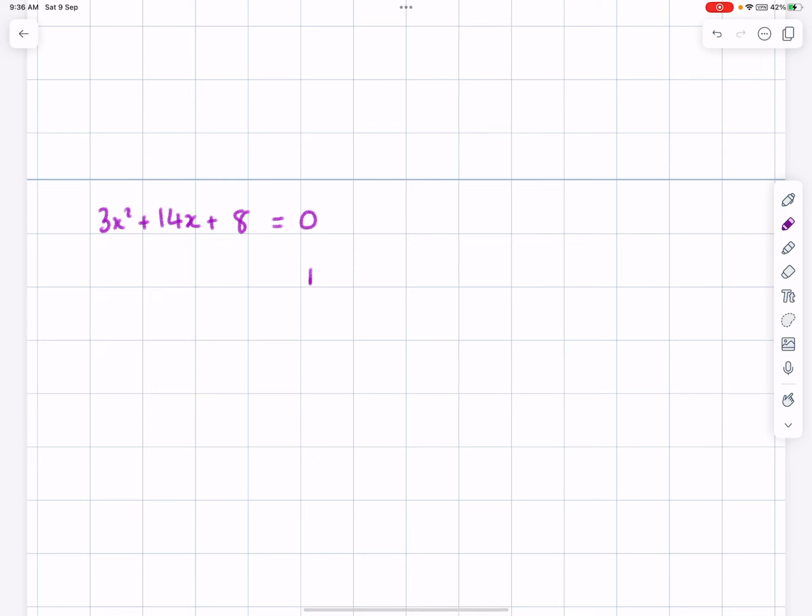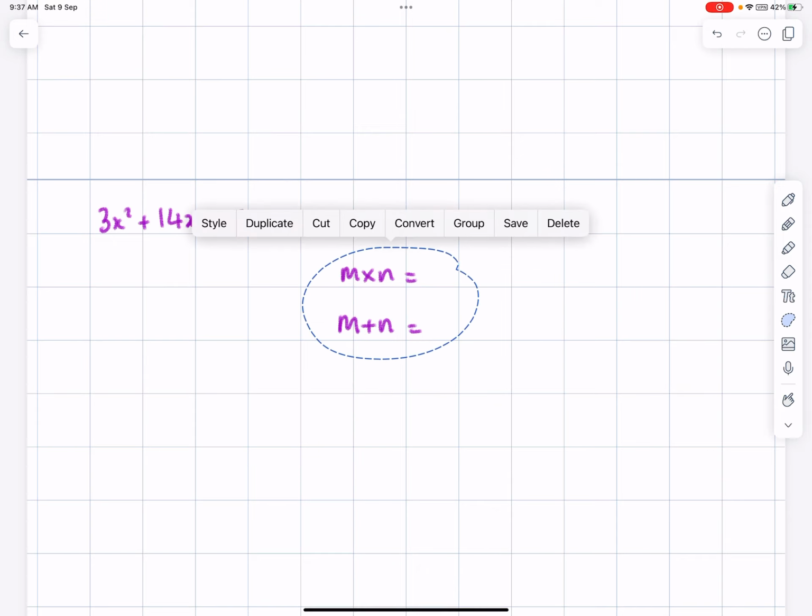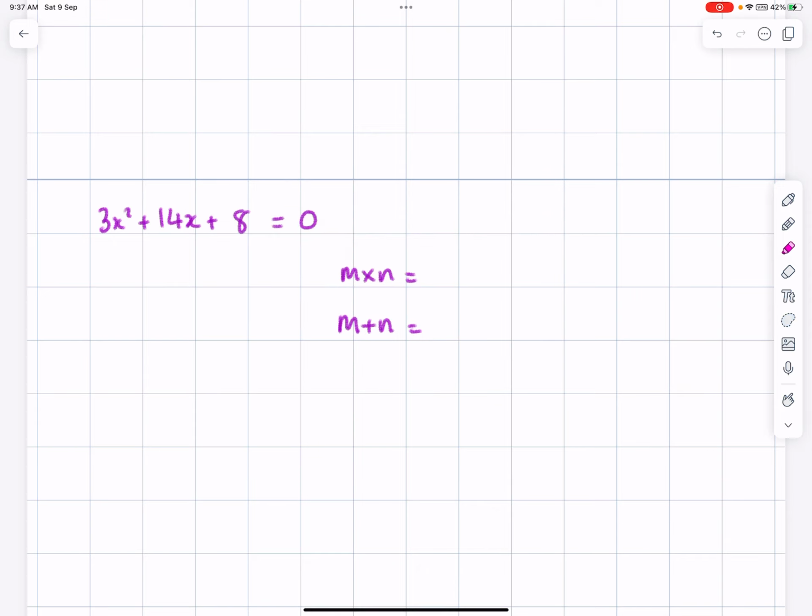So it starts off looking very similar to how it would for the previous work where a was equal to 1. I'm looking for two numbers that multiply together and add together. In fact, let's put those the same way around, let's try and keep consistent. They're still adding together to equal 14.